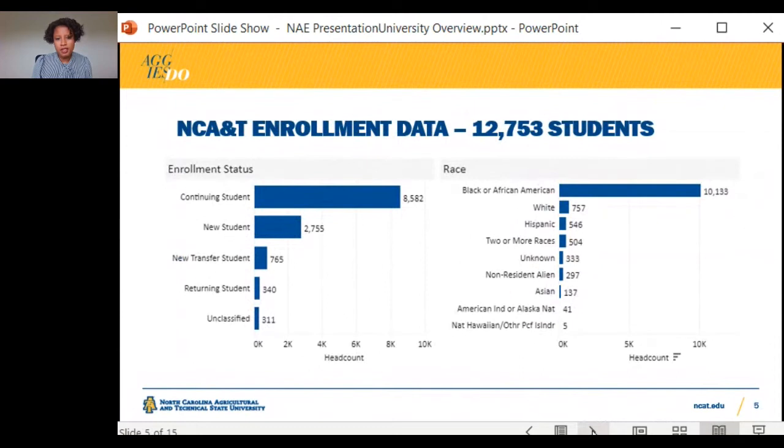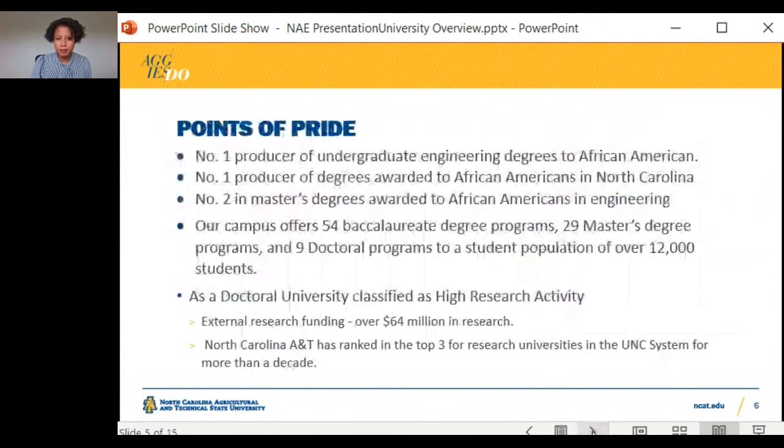Our enrollment includes over 12,800 students with diverse backgrounds. The majority of our students will come from North Carolina. However, for our engineering program in particular, we have students who come predominantly from the East Coast and then also the West Coast. So our engineering program has a tendency to have very diverse numbers of students that transfer into our program. North Carolina A&T is the #1 producer of undergraduate engineering degrees to African Americans.